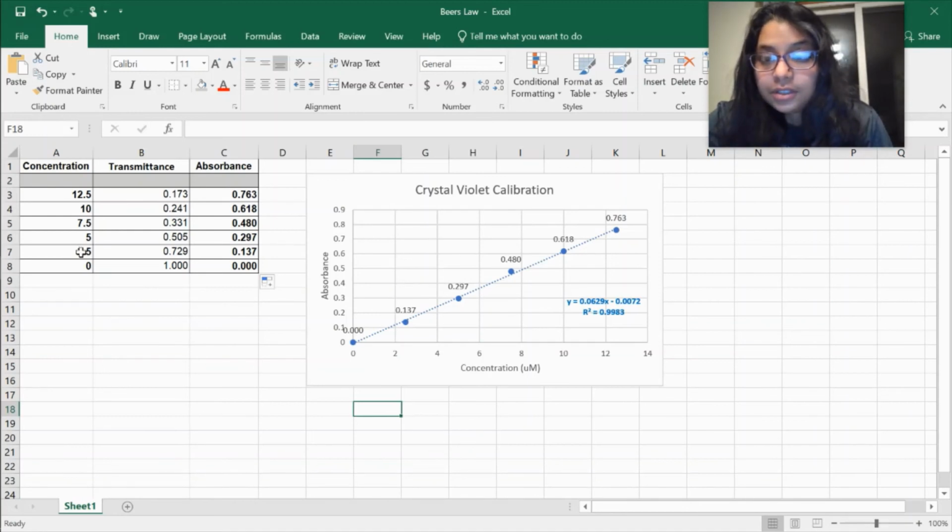The lowest concentrated solution will absorb the lowest amount of light because there's very few particles in it, right? Compared to, let's say, 12 and a half. So it's going to absorb less light than the concentrated solution, okay? Which is absorbing the most, which is 0.763 as the absorbance value.